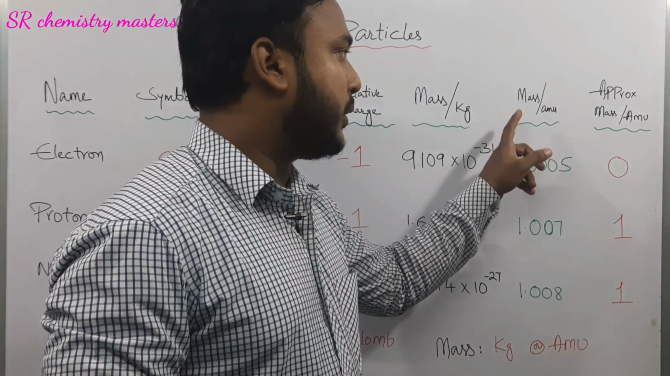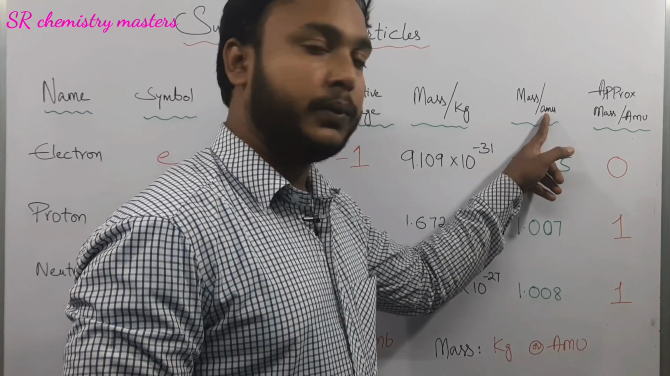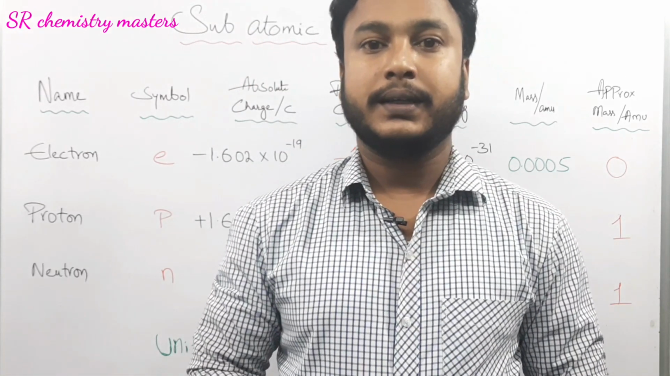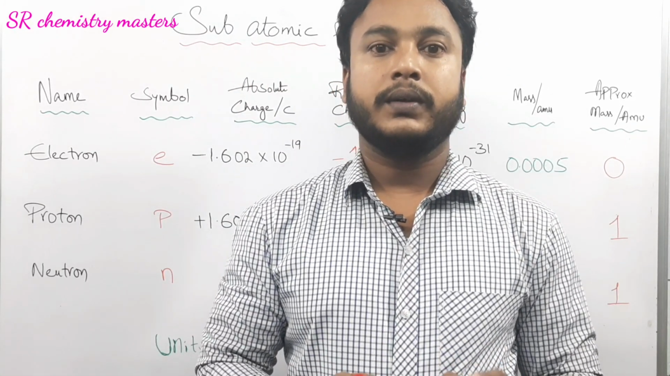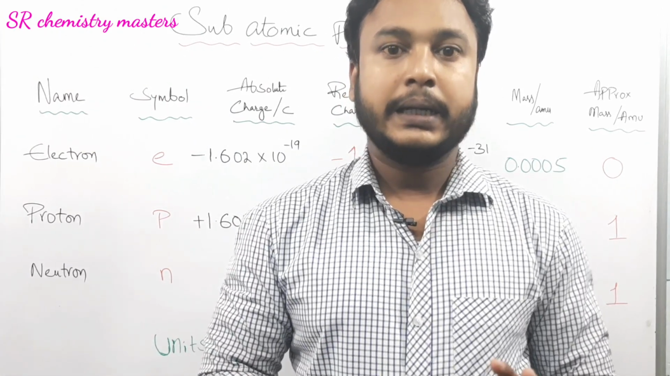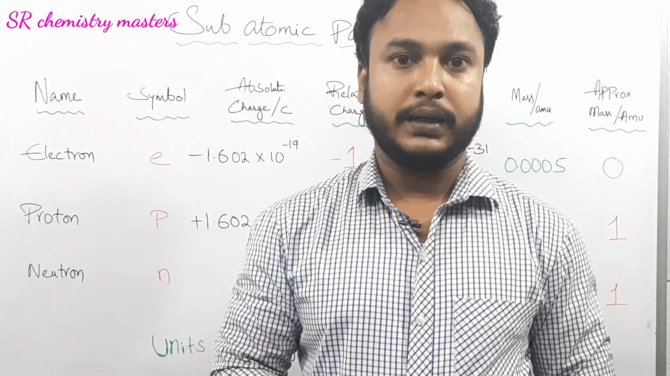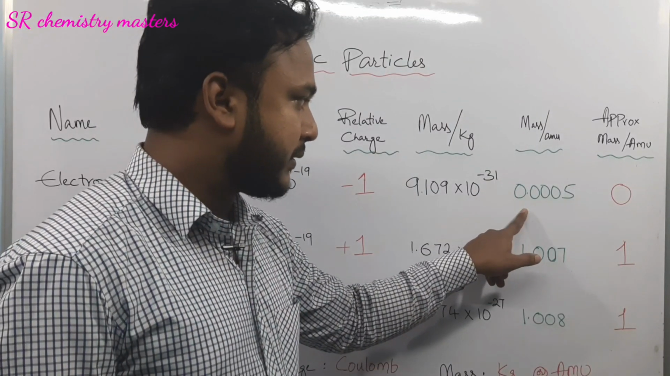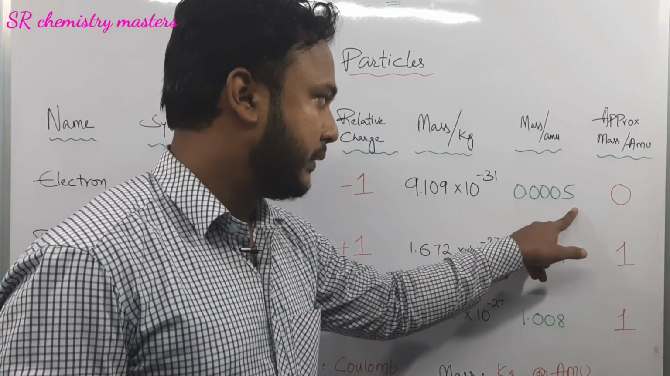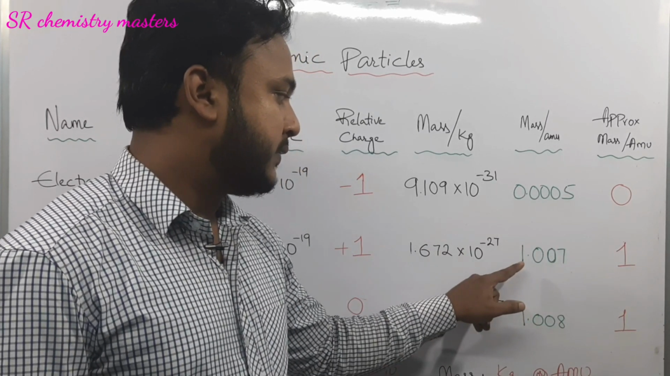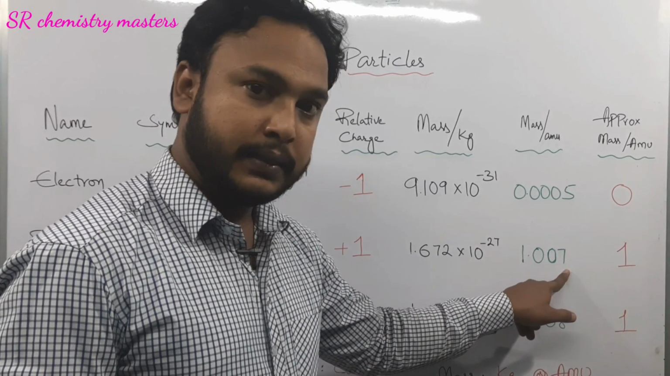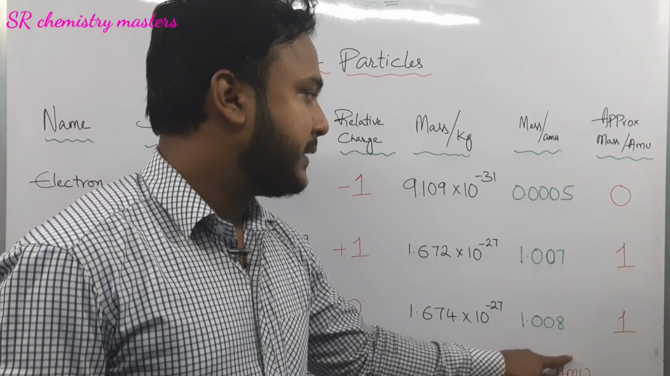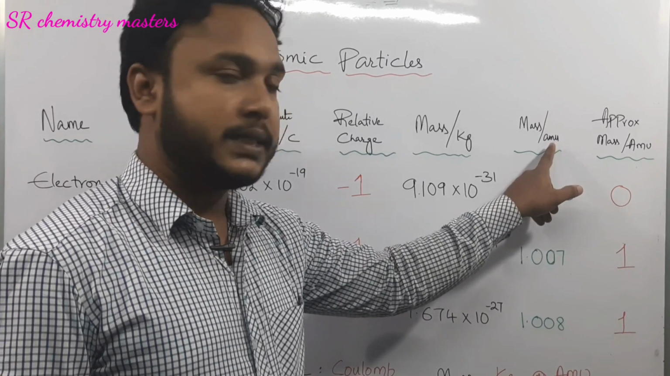Mass of electron, proton, neutron in terms of AMU. AMU is nothing but atomic mass unit. Remember that atomic mass unit is nothing but 1/12th of the mass of a carbon atom. It is approximately 1.66 × 10^-27 kilograms. The mass of electron is 0.0005 and the mass of proton is 1.007. Mass of a neutron is 1.008. This mass is in terms of atomic mass unit.